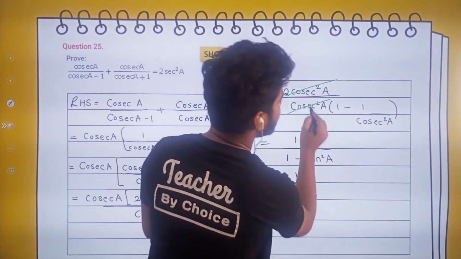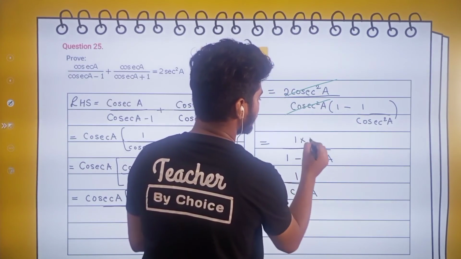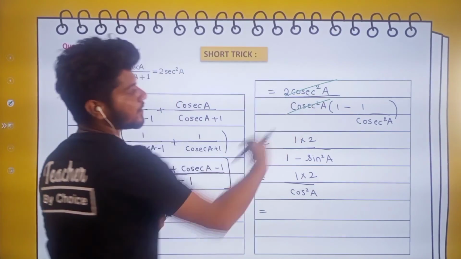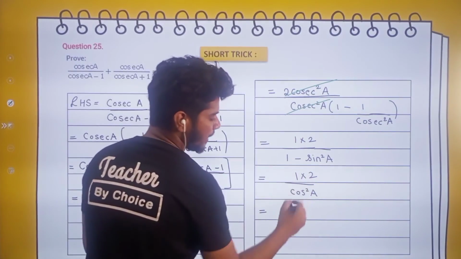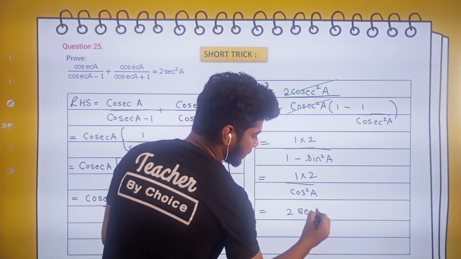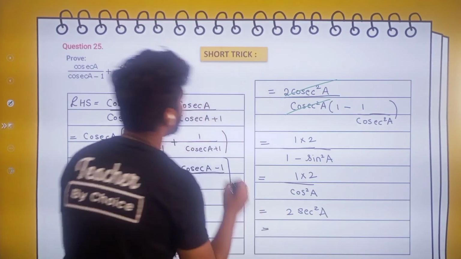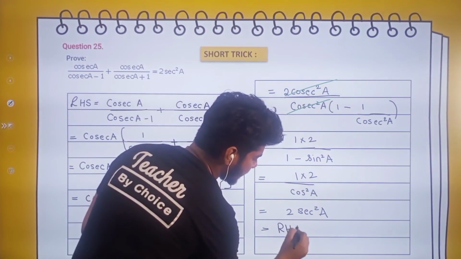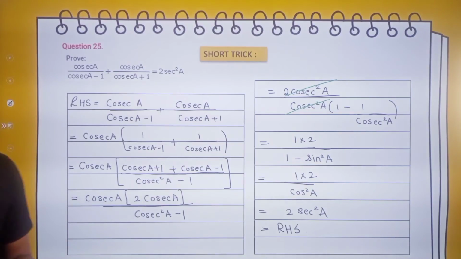See, we have not cancelled this 2. This 2 should be here. Okay, we have just cancelled cosec square a. Okay, 2 by cos square a is what? 2 into 1 by cos square a is sec square. Right, the sum is done, which is equal to your RHS. Clear? I hope you understood the sum.